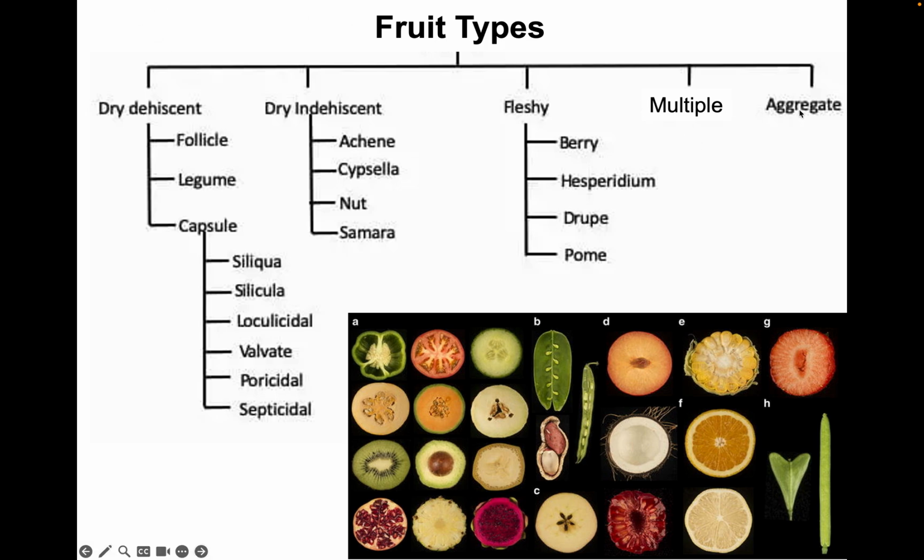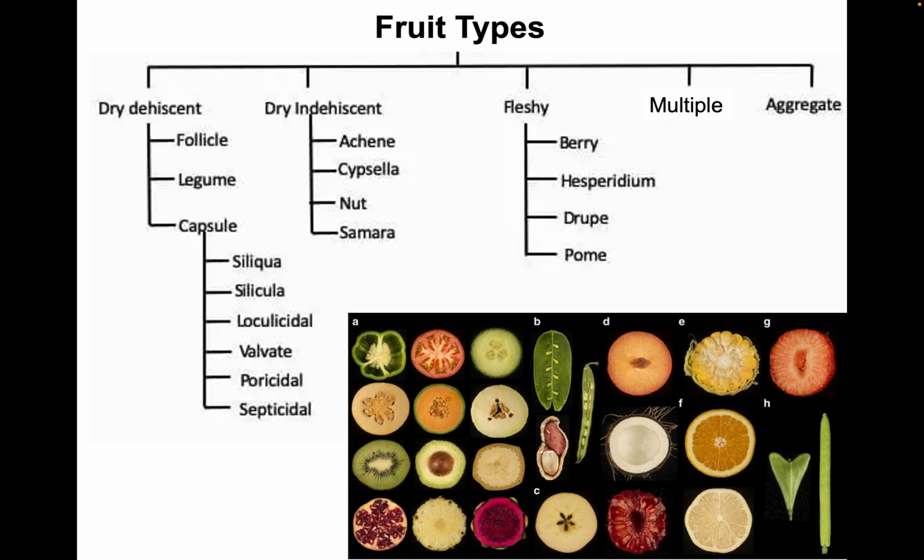Your multiples and your aggregates. So multiples, that is when a single flower has multiple carpels. So multiple carpels, each of them getting fertilized, and they produce a single fruit that is actually many different fruits altogether. And these can be a multiple of many different things. They can be a multiple of achenes. They can be a multiple of berries. They can be a multiple of drupes.